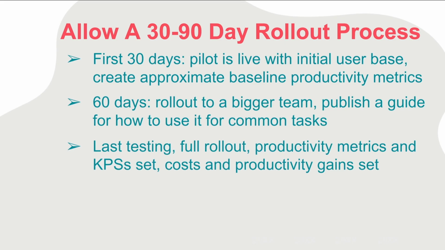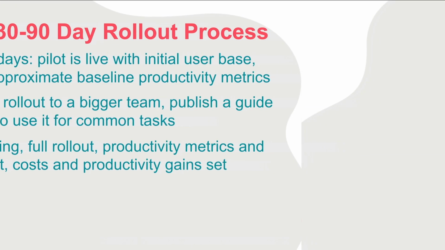You want to set and finalize your productivity metrics and KPIs. And with that, your costs and productivity gains that you would expect will be set so you can monitor, is this cost efficient in the end? And if it is, how much? And again, this is a 90-day schedule, but if you have a smaller team, this can be condensed quite a bit. Now, in the very beginning, where do you start?